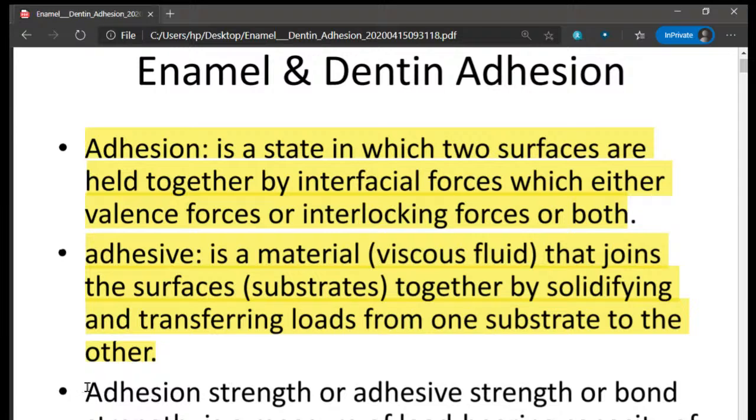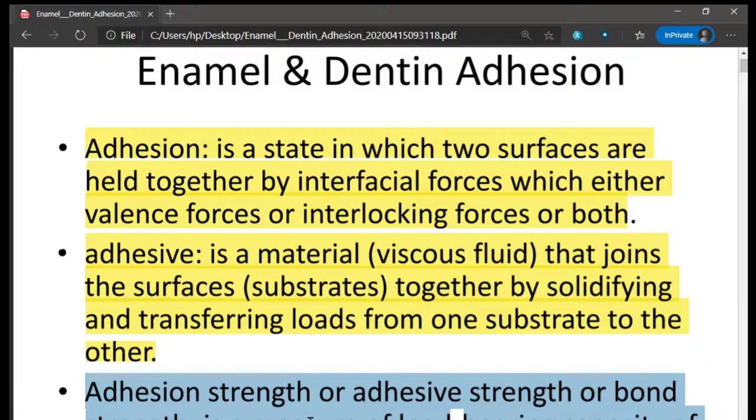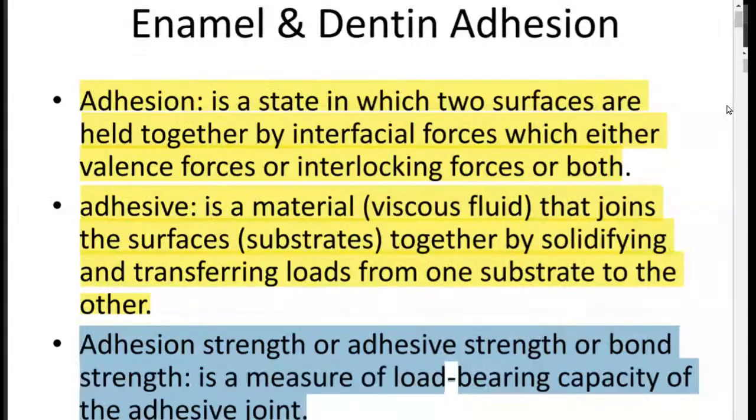Let's move to the next paragraph. We have the adhesion strength, or adhesive strength, or bond strength, which is a measure of the load-bearing capacity of the adhesive joint. Also an important definition.